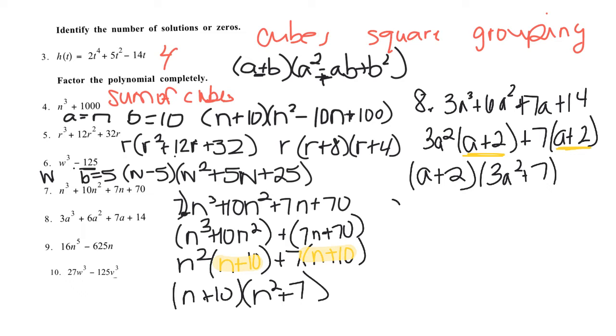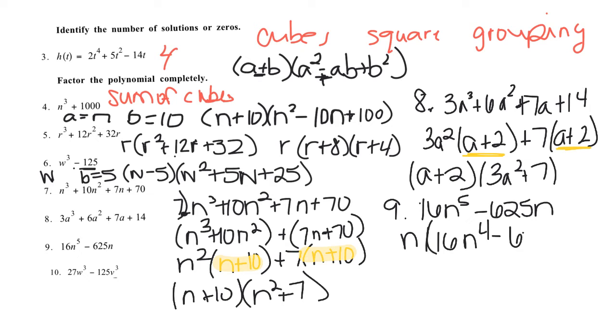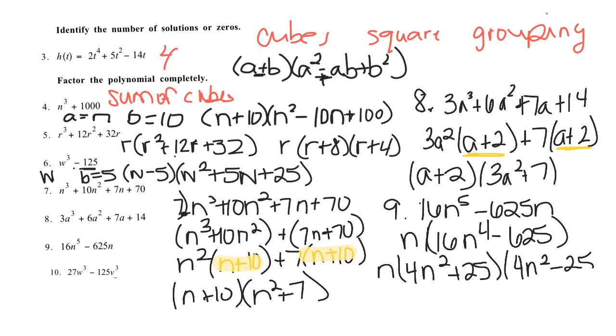And number 9, 16n to the 5th minus 625n. Here you're looking at perfect squares. 16 is a perfect square and 625 is a perfect square, so we'll factor out an n first. We get 16n to the 4th minus 625. And this is 4n squared plus 25 and 4n squared minus 25.